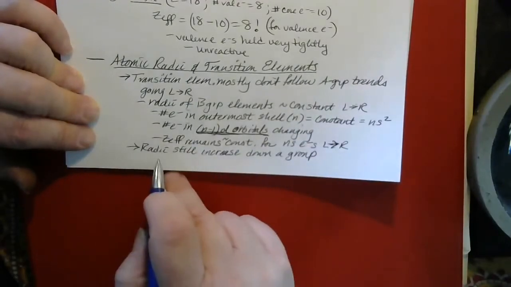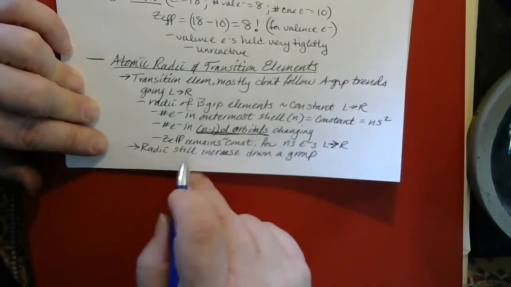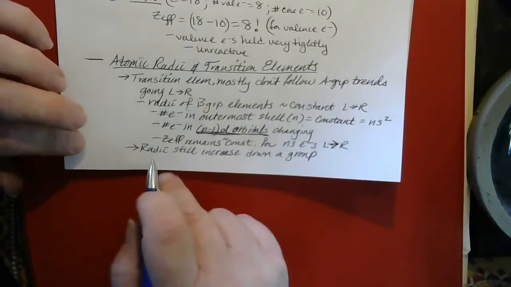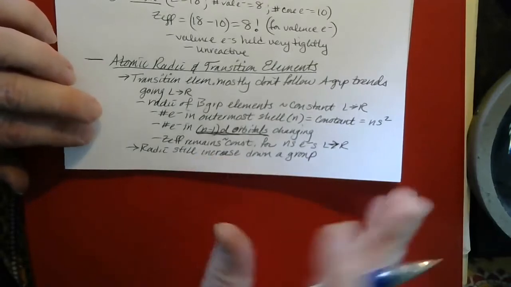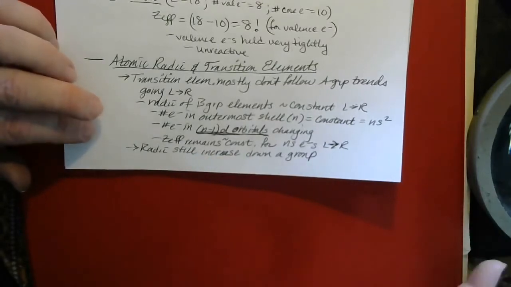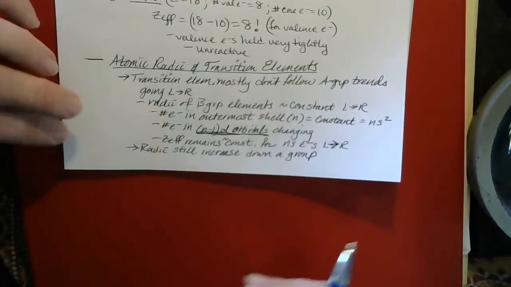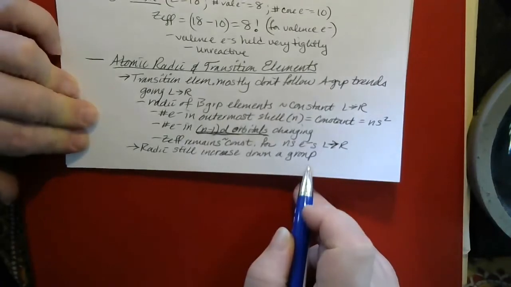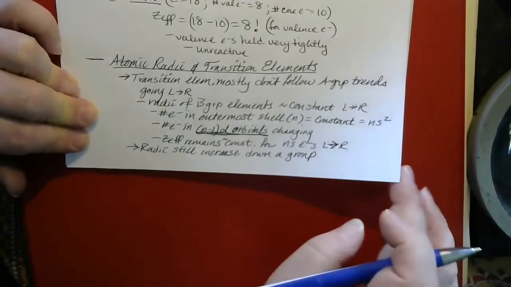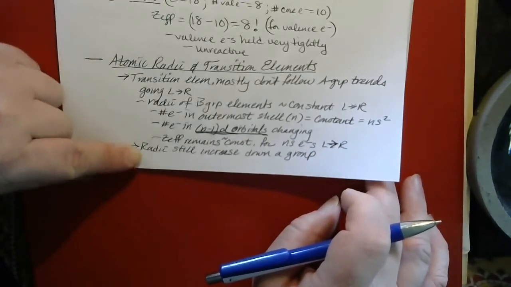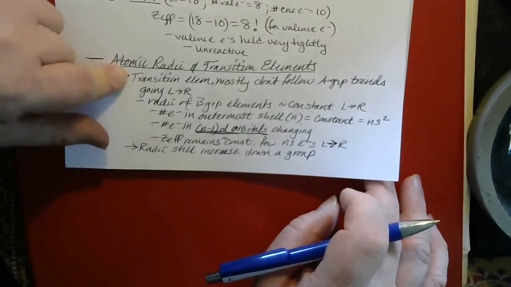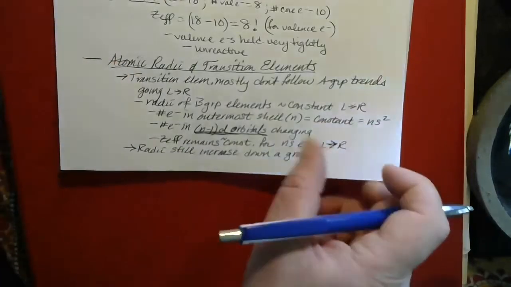But the trend going down a group remains the same. It's still the case that when you go down a group, whether it's in the A groups or the B groups, you're adding an extra shell of electrons for each step down a group. And that does have the effect of increasing the atomic radius. So that part of the trend is the same as for the A groups, but going left to right is actually a different trend.